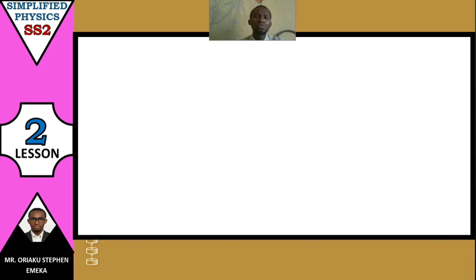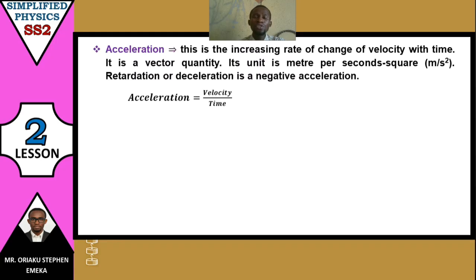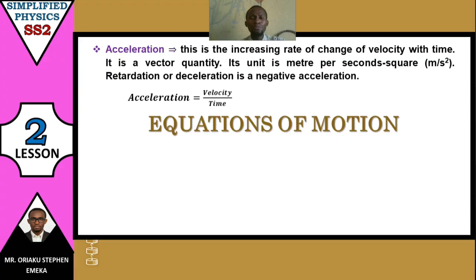So the next one is acceleration. Acceleration is the rate of change of velocity with time. It's also a vector quantity because it has a relationship with velocity. It's measured in meter per second square. Now we have what we call retardation or deceleration. So retardation or deceleration is actually what we call negative acceleration. So mathematically, acceleration is velocity over time.